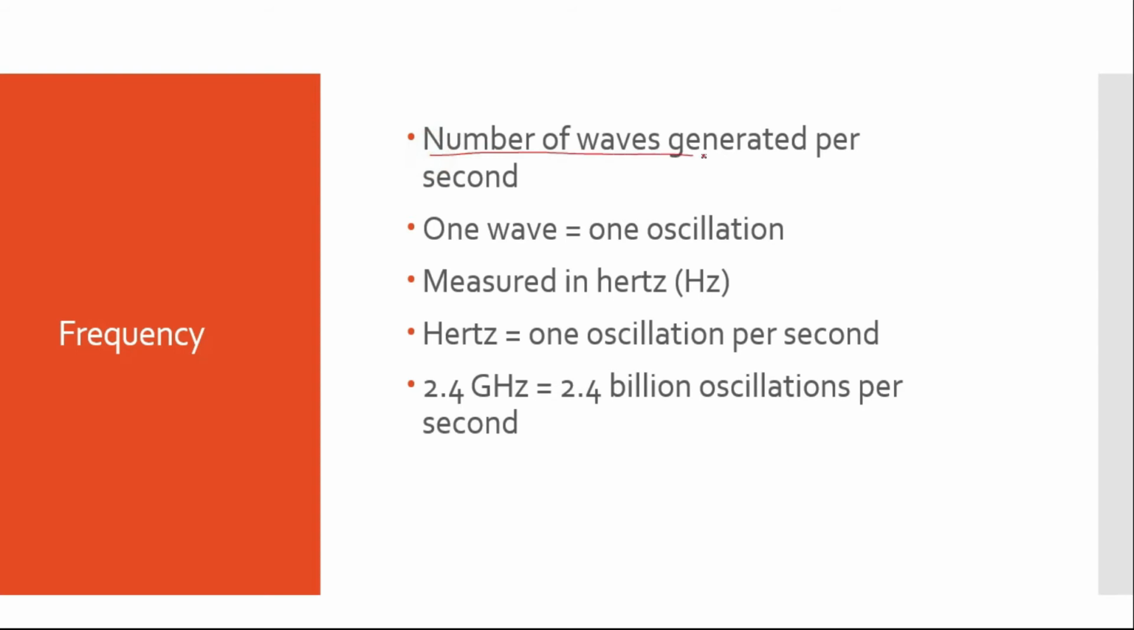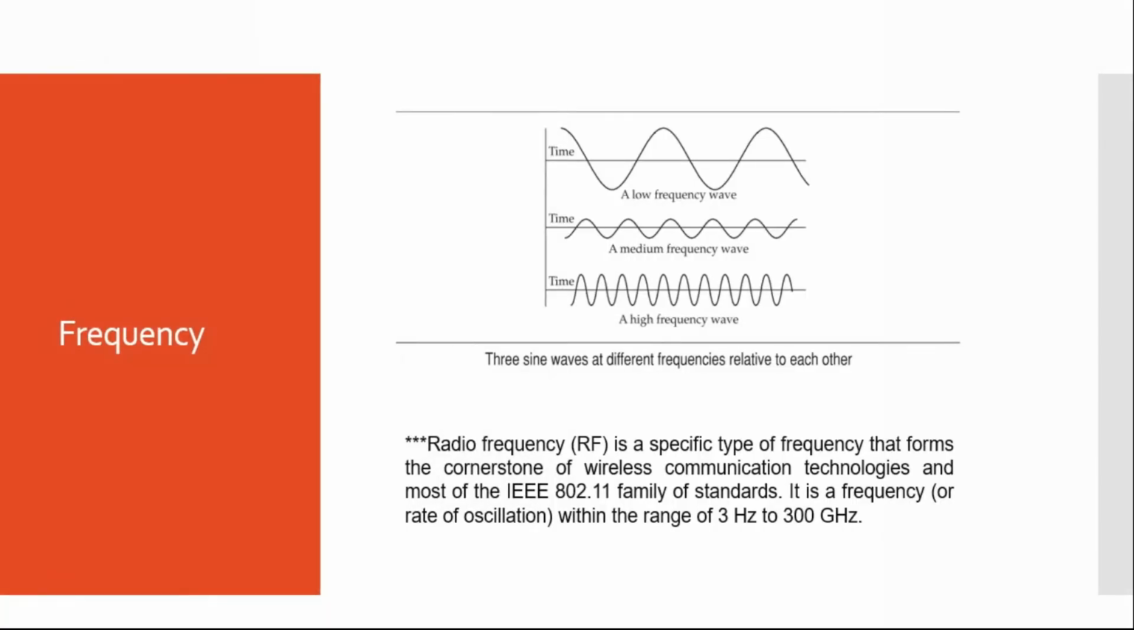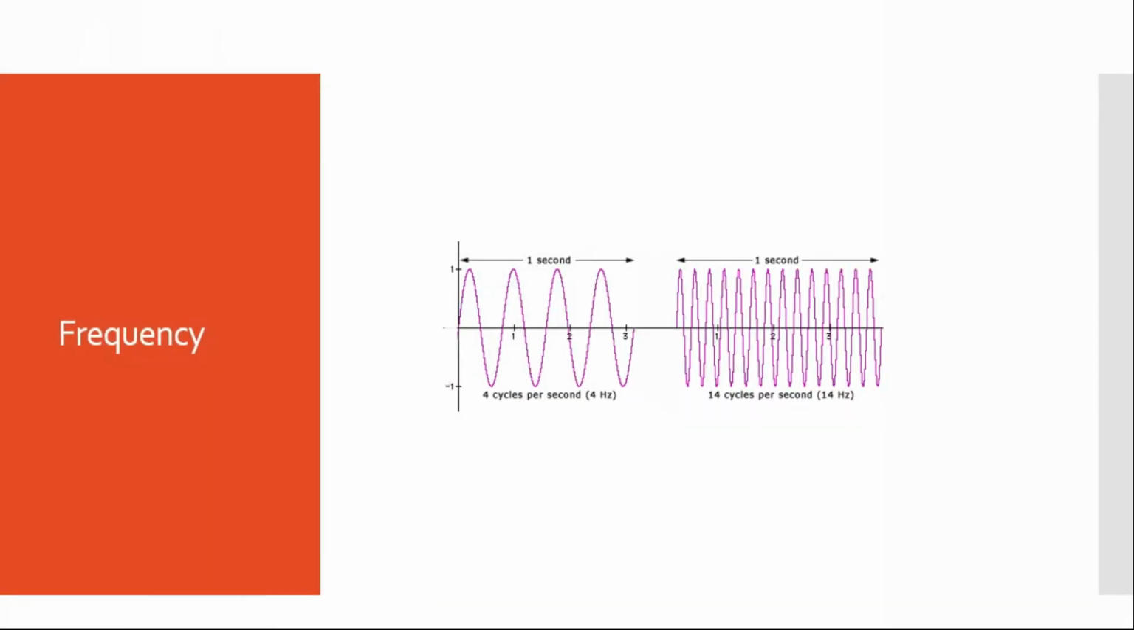Frequency. Number of waves generated per second, where one wave equals 1 oscillation. Frequency is measured in hertz. Hertz equals 1 oscillation per second. Example, 2.4 GHz equals 2.4 billion oscillations per second. This figure shows the comparison between low, medium and high frequency waves. This figure shows the frequency for 4 Hz and 14 Hz.